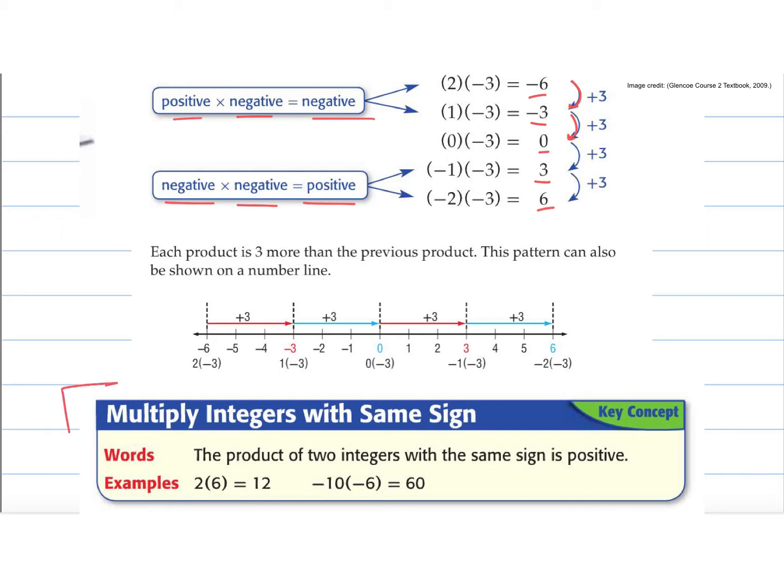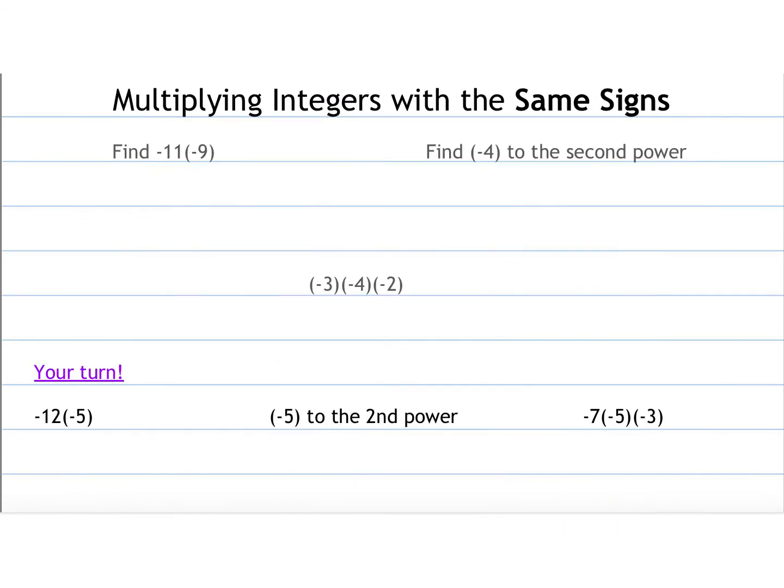So write this part down: multiplying integers with the same sign. The product of two integers with the same sign is always positive. So we know this from positives times positives equal positives. If it's a negative times a negative, our answer is going to be a positive. Okay, so another subheading here, multiplying integers with the same signs. Again, our multiplication is the same. 11 times 9 is 99, and a negative times a negative is going to give us a positive. So if both numbers are negative, our answer is positive.